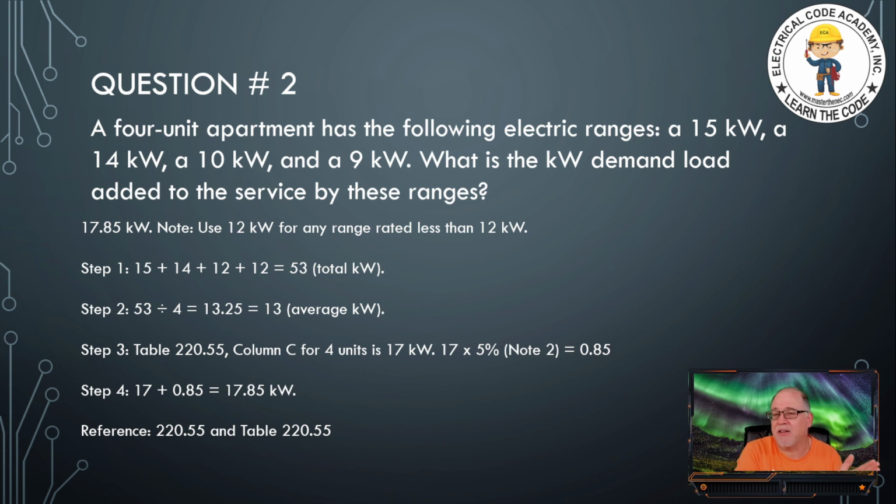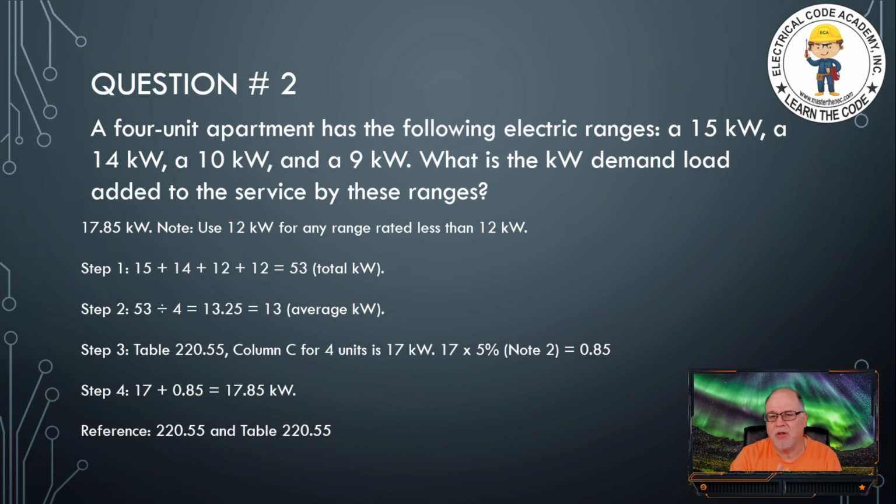Now we go back to column C in 220.55, and then we go down and see, okay, 4 ranges. What is the demand value for 4 ranges in column C? That was 17 kW. Now we apply that 5%, which was 1 kW over 12 because our average was 13 kW. So we just did that exercise so we can find out what percentage we have to use. So we take that 17 and multiply it by 5%. So 5% of 17 is 0.85.